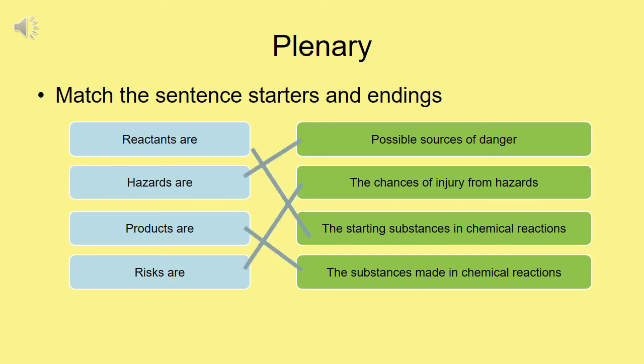And this is how it should look. Reactants are the starting substances in chemical reactions. Hazards are possible sources of danger. Hazard is anything that could be a source of danger. Products are the substances made in chemical reactions. Remember, those were the things that came after the arrow. That's what you make. Risks are the chances of injury from hazards. If you got 4 out of 4 on that, well done. Really, really good. If you missed any, just go back and see where you went wrong, see if you can make a correction and make sure you understand it.